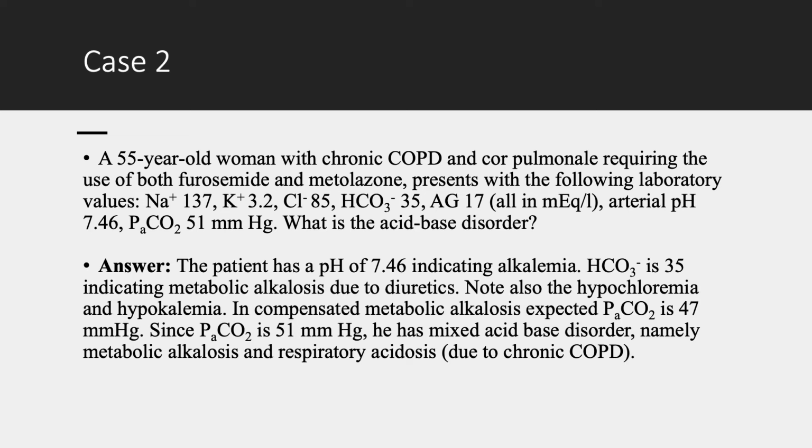We have a pH 7.46. This indicates alkalemia. We look at the bicarbonate, it's high, 35. So we have metabolic alkalosis due to diuretics. Also, we have hypokalemia due to diuretics. That's easy. Notice also that the chloride is low. Now, in uncompensated metabolic alkalosis, you expect PaCO2 to be 47. So here the bicarb went up by about 10. When it goes up by 10, the PaCO2 should go up by 7. 40 plus 7 is 47. But here the PaCO2 is 51, so we have mixed acid-base disorder, metabolic alkalosis, and respiratory acidosis. The latter is due to chronic COPD.